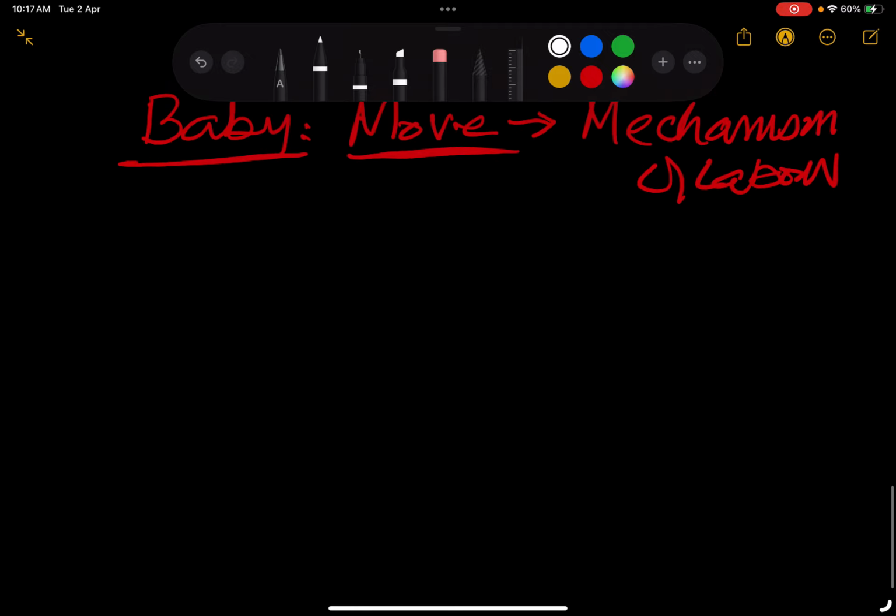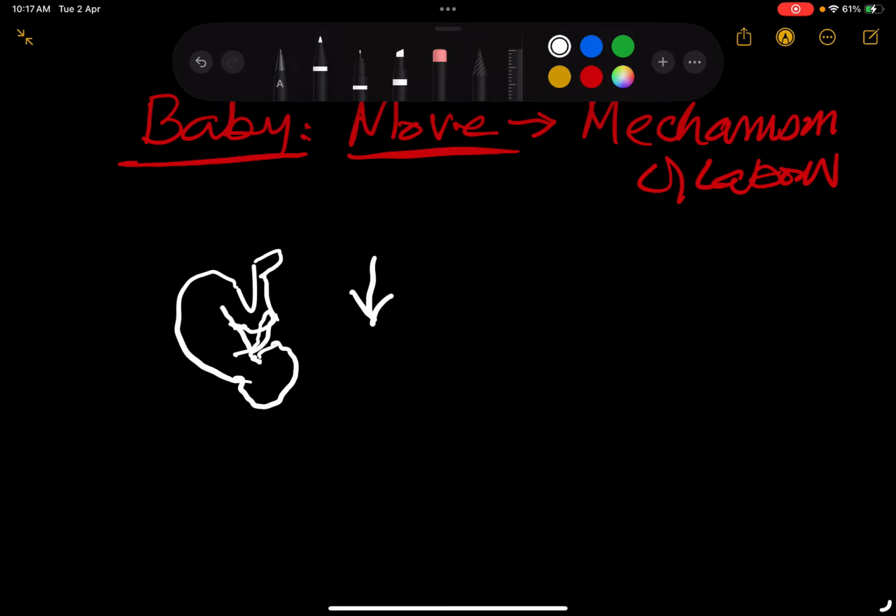So what is the first thing to happen? The first thing to happen is the descent. So normally you can ballot the head of the baby from side to side, but then there is the descent.